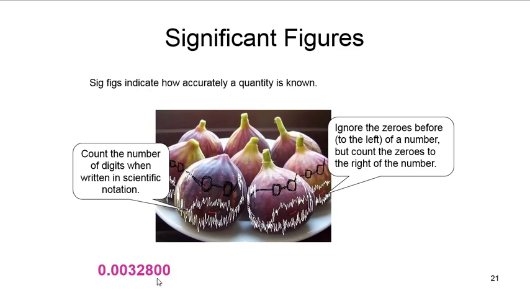But these two zeros are significant because what I'm saying is I know that it's not 0.003281 or 0.003282. I know it's 0.003280. So these are very important to know. That's how we know it so accurately. So these do get counted as significant figures. So if I write this number in scientific notation, it's going to become 3.2800 times 10 to the minus 3. Now I can say, how many significant figures does this have? 1, 2, 3, 4, 5.